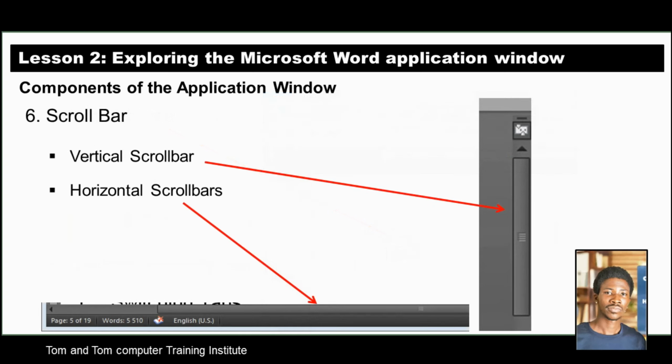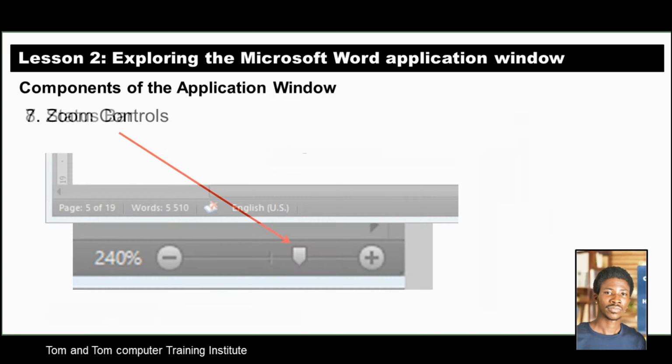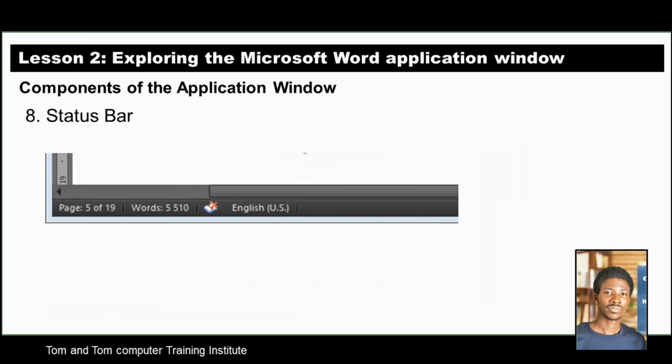The scroll bar is in two parts, the vertical and the horizontal. These are used mostly to navigate either up or down, right or left in your documents. The zoom control is located in the right corner of the window. It is used to adjust the level of comfort of viewing. The status bar is located at the bottom of the window. It displays information about the document such as page number, word count, language, etc.